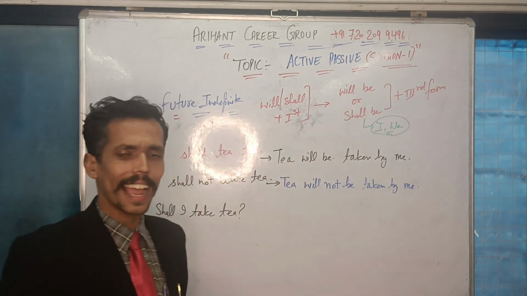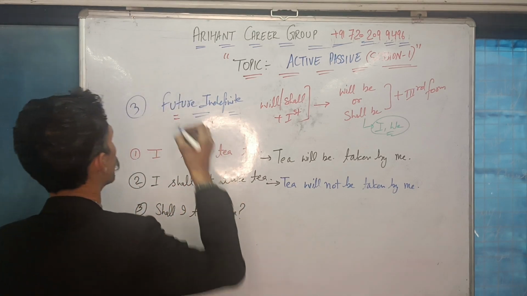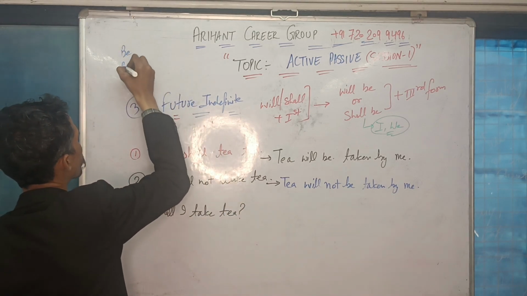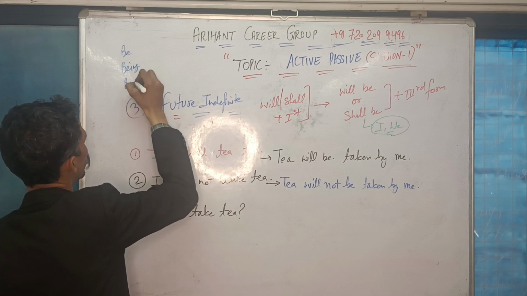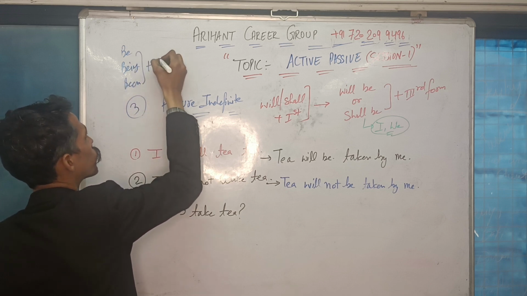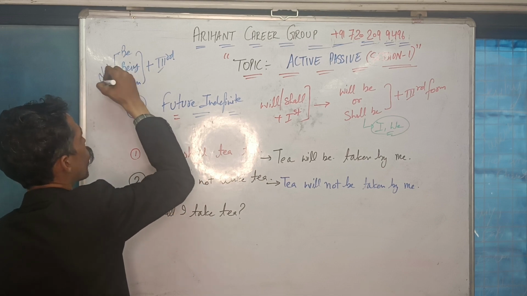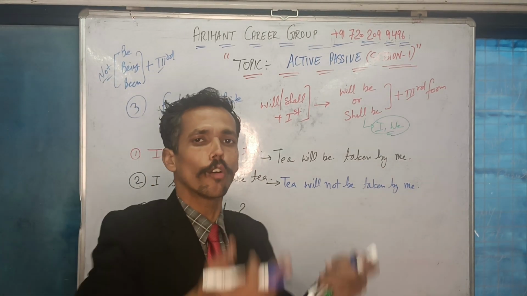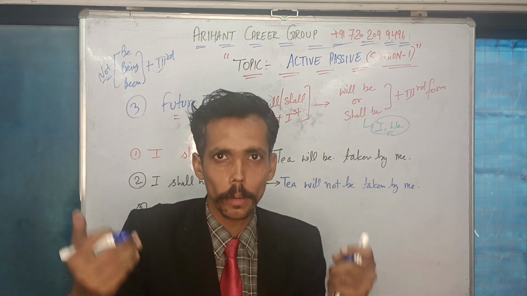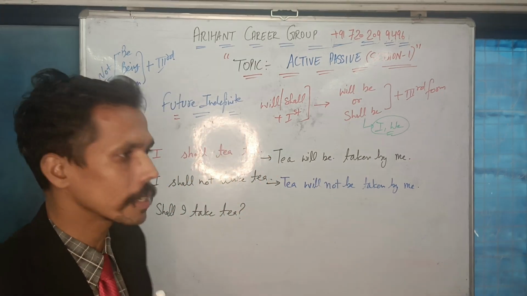Please understand that as and when you are using these three words, be, being, and been, it is mandatory for you to use the third form immediately after that. In case of a negative sentence, not will also come. This will always come before these words, before be, before being, before been. So please note down these examples.